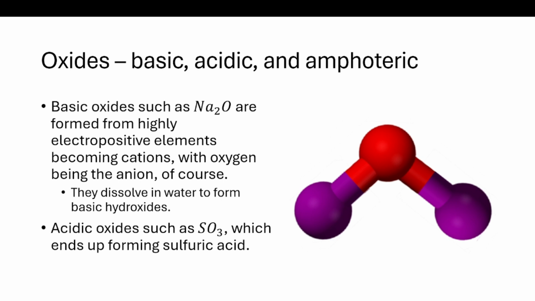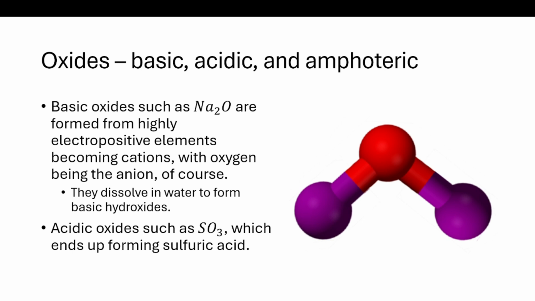Anyways, that's enough talk about chlorides and all that. Let's go on to oxides. There are three particular types of oxides that I need you to know. Basic oxides, such as sodium oxide. They are formed from electropositive elements, such as alkali metals, as they become cations. And of course, oxygen will form the oxide anion. And they will dissolve in water to form basic hydroxides.